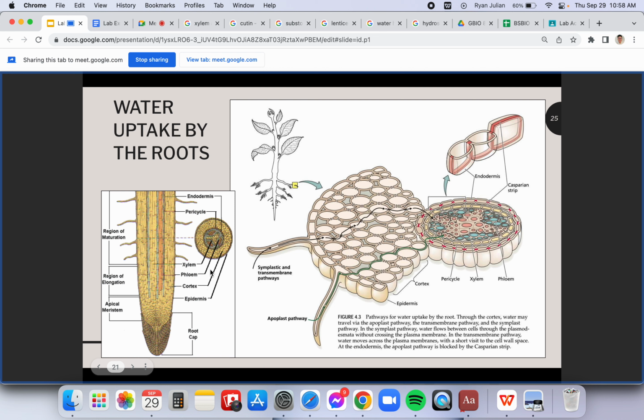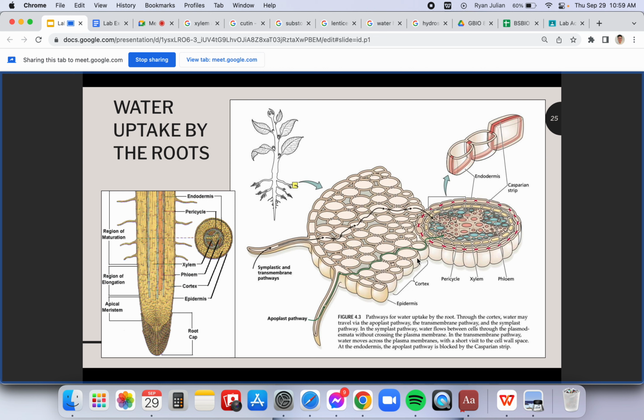On the other hand, phloem, which surrounds the xylem, has the main function of transporting amino acids and sugar to the different parts of the plant. Kung sa xylem, tubig lamang yung tinatransport niya. Sa phloem naman, other minerals and nutrients. Alright. For the cross-section of the plant root, take a look at this figure that I have provided. So, figure 4.3 exemplifies the pathways for water uptake by the root.